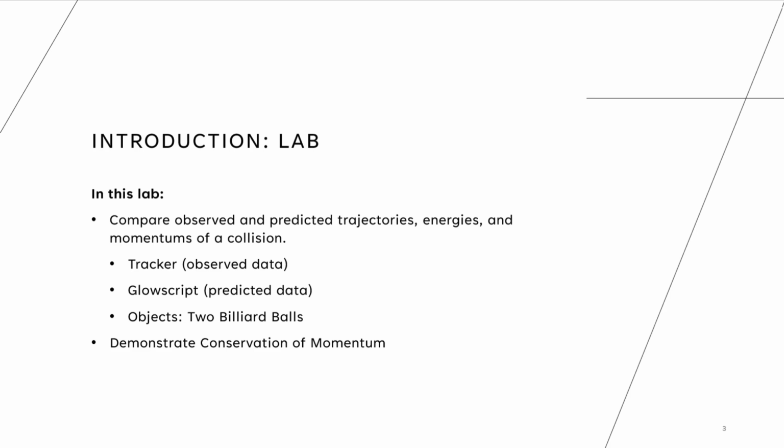In this lab, we're going to compare observed and predicted trajectories, energies, and momentums of a collision. We're going to do this using Tracker, which will have our observed data, and GlowScript, which will be our computational model. Our objects are going to be two billiard balls. This will demonstrate the conservation of momentum.